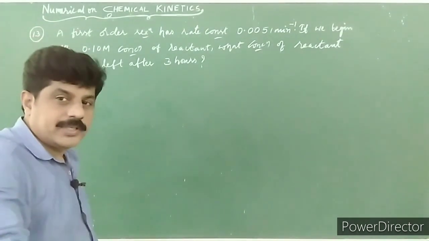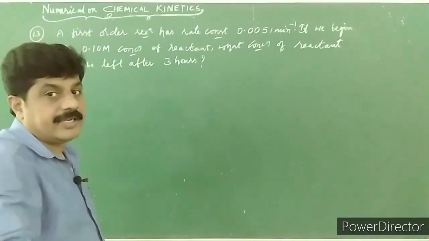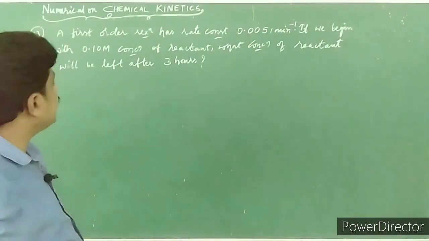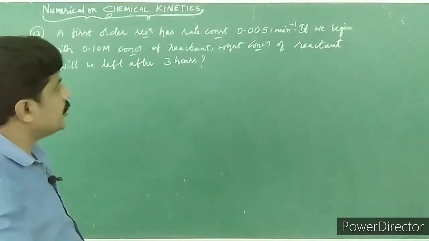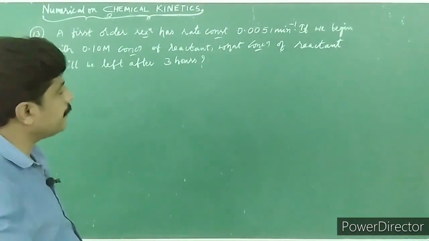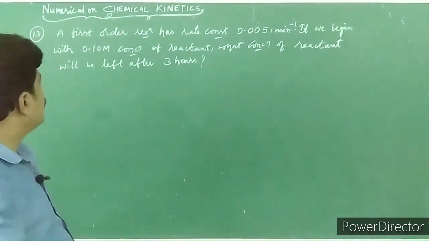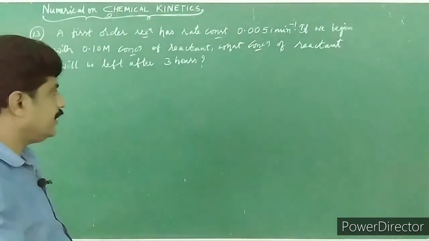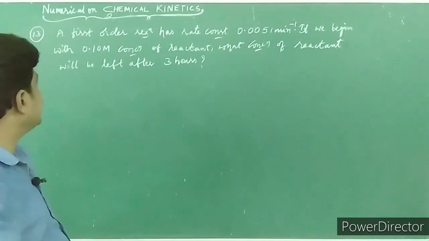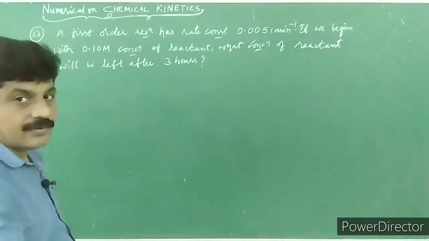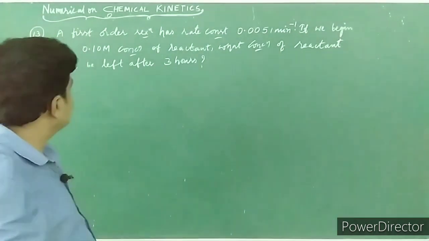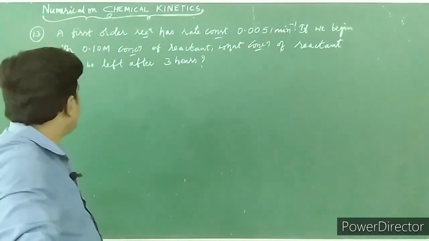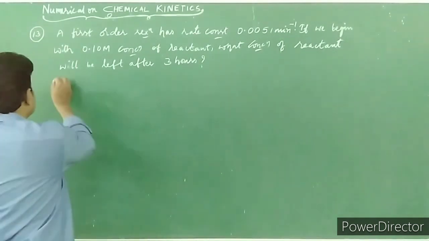Let me take up one more numerical, which is very important as far as the board examination is concerned. A first order reaction has a rate constant of 0.0051 per minute. If we begin with 0.10 molar concentration of a reactant, what concentration of the reactant will be left after 3 hours? Children, again they are saying first order reaction. There's a hint here. Now let me solve this numerical.